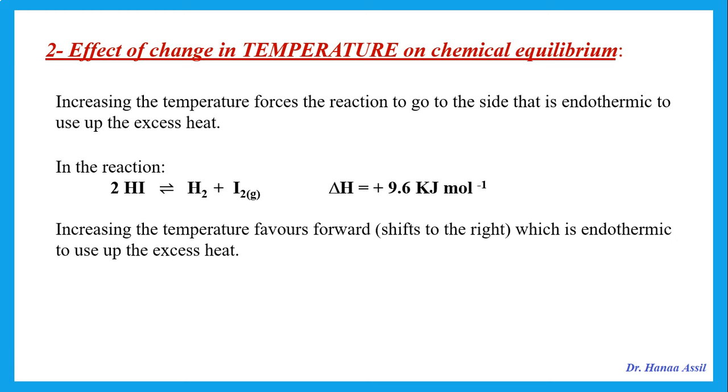What if we change temperature? In any reaction, increasing the temperature forces the reaction to go to the side that is endothermic. Now, how do we know if it's endo or exo? Of course, from the delta H. If I have this reaction with a positive delta H, that means the forward reaction is endothermic. In this case, if I increase the temperature, the reaction goes forward. So increasing the temperature favors the forward reaction, which is endothermic, to use up the excess heat.